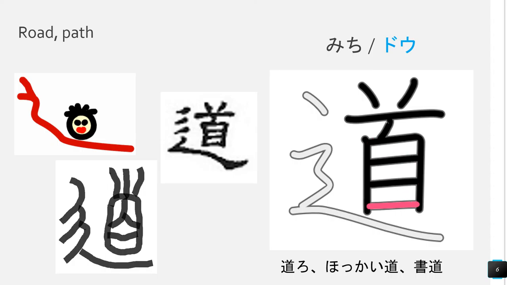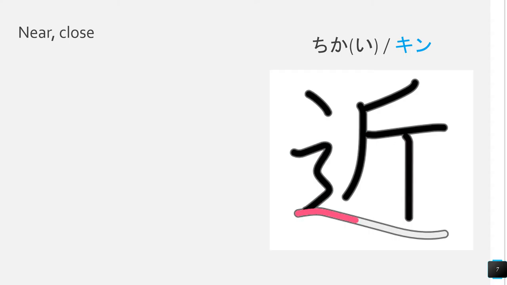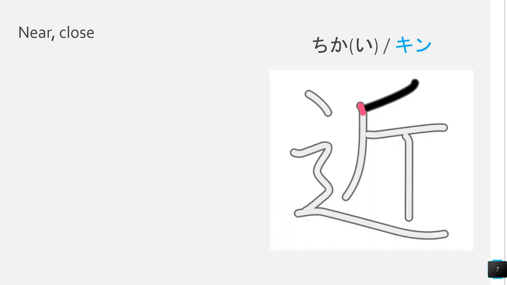All right, let's move on. The next kanji is chikai or kin. It means near or close. Now, once again, do you recognize something from the previous kanji? That's right, the road being traveled.